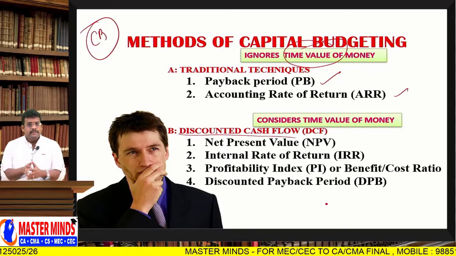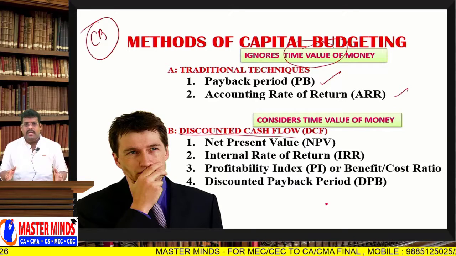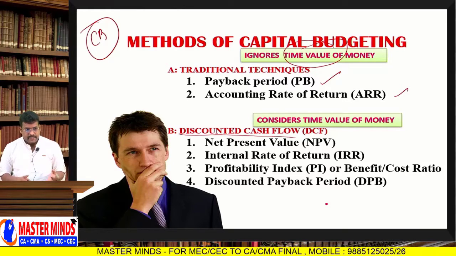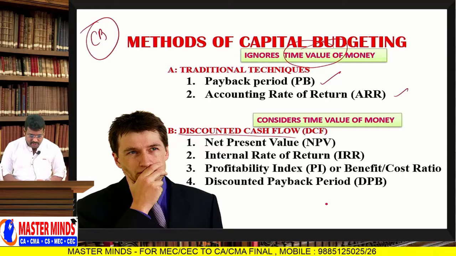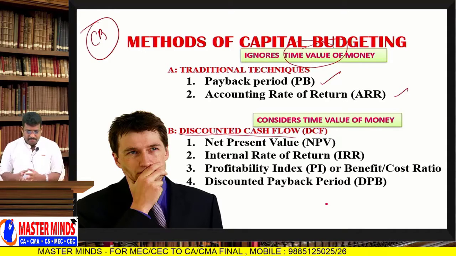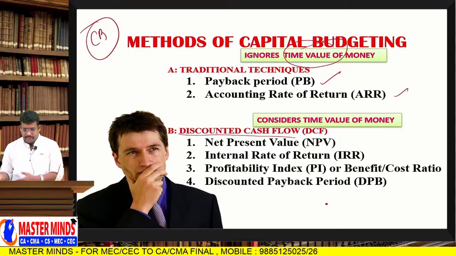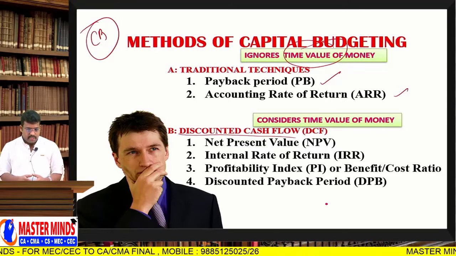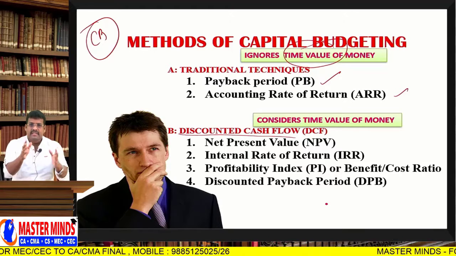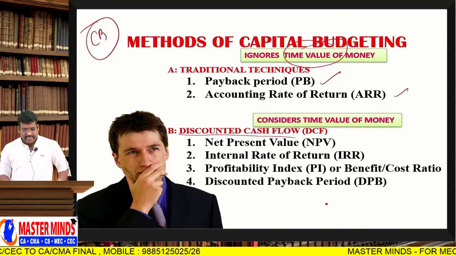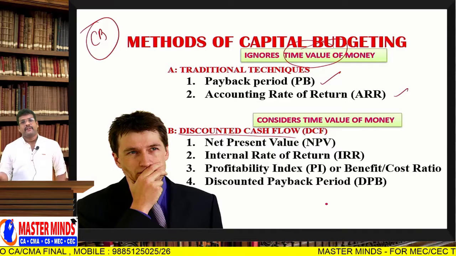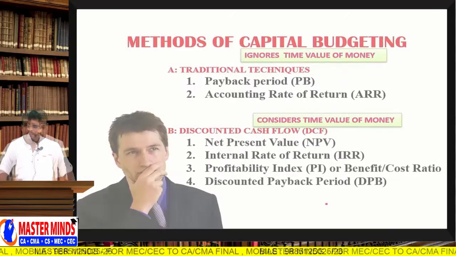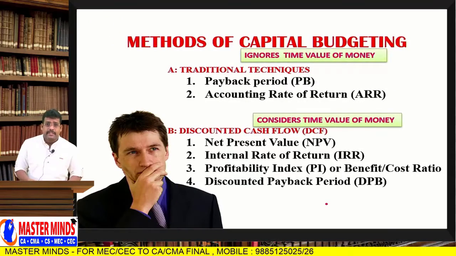I repeat again, methods of capital budgeting are broadly classified into two types: traditional methods and modern methods. Traditional methods mean payback period and accounting rate of return. Under the modern methods, you have NPV, internal rate of return, profitability index, and discounted payback period. What is the difference between these two? Traditional techniques ignore the time value of money, while modern techniques consider the time value of money. So modern techniques are very, very popular. Okay, right. So these are the methods of capital budgeting, dear students.